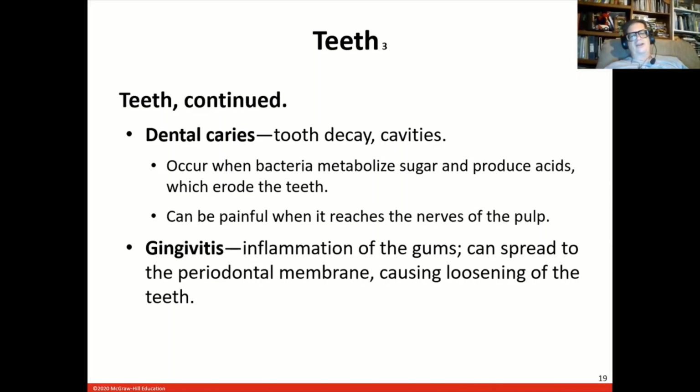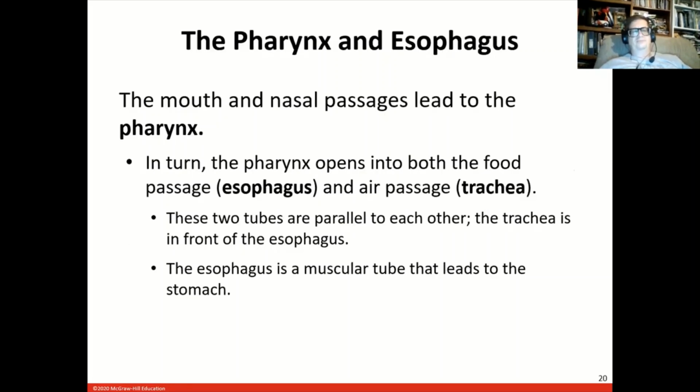Oh, and here we're finally going to talk about gingiva. Gingivitis is inflammation of the gums. Remember, itis means inflammation. Gingiva are the gums. And that can spread to the periodontal ligament. If it does, it can loosen a tooth and you can lose a tooth. All bad. Let's move on.